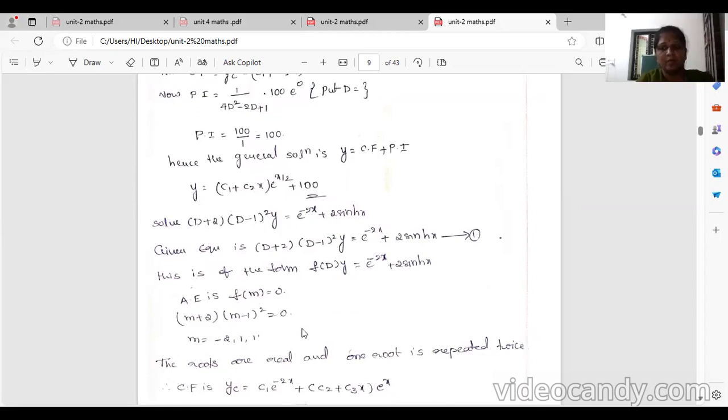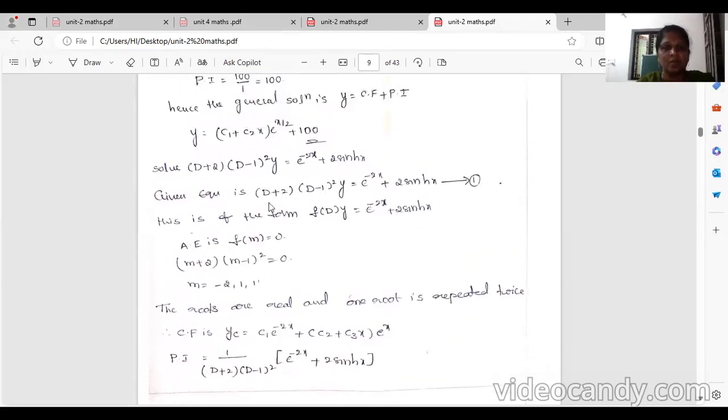Another different problem. Solve (D+2)(D-1)² y = e^(-2x) + 2 sinh x. The factors are already given. e^(-2x) is exponential, and sinh x is hyperbolic, which is converted into exponential. So f(D) y = e^(-2x) + 2 sinh x.